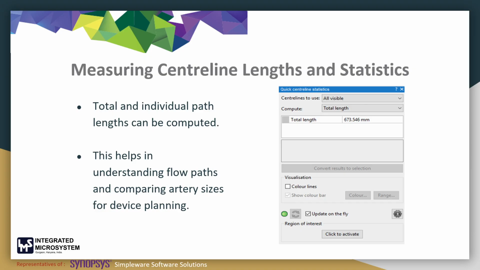Statistical summaries like mean, median, minimum, and maximum branch lengths also help standardize studies across populations or clinical cohorts. They can assist in designing size-specific devices and building parametric simulations. In educational and presentational contexts, these quantified insights transform anatomical images into data-driven tools, making interpretation more scientific and actionable.